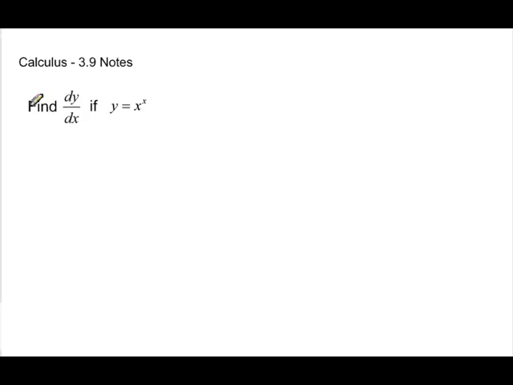Okay, this is a toughie. We've got y equals x to the x power, and this is going to be a little bit of a challenging one to work with. We've got to be able to get the x out of the exponent.